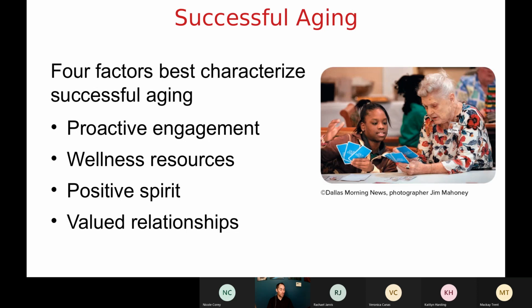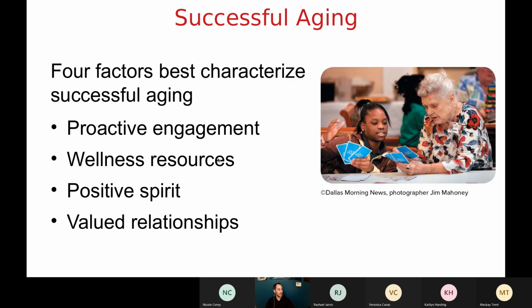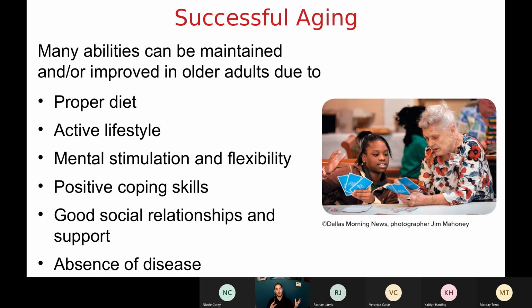So proactive engagement, having resources, having a positive attitude or spirit towards things, and having valued relationships are some of the biggest factors. So here's a couple different things that you can do and change, and these are some of the biggest factors for successful aging. So remember those as you get into late adulthood as well, to focus on those kinds of things as the primary things to give your energy to, so you'll live a longer and happier life.